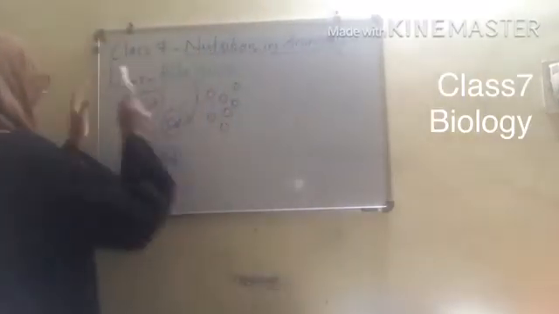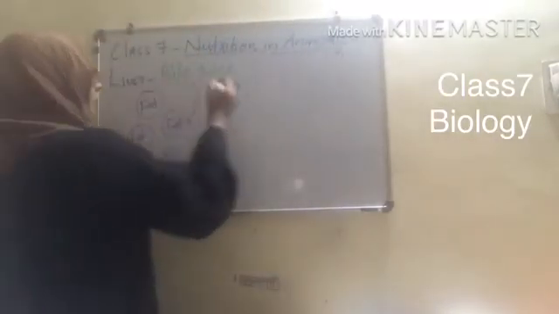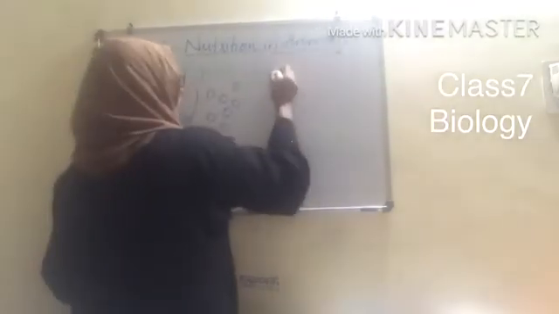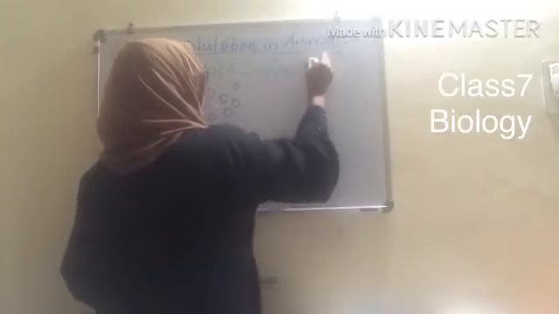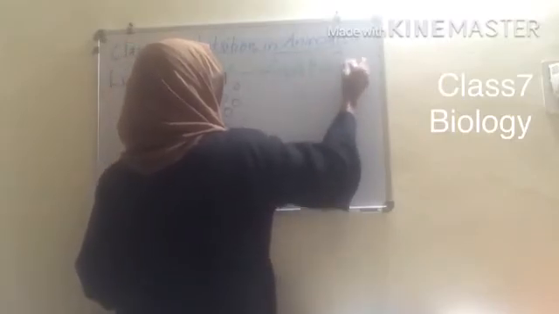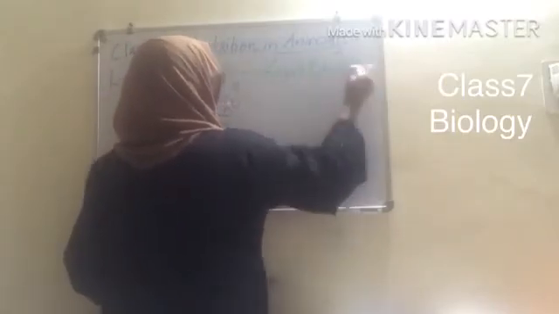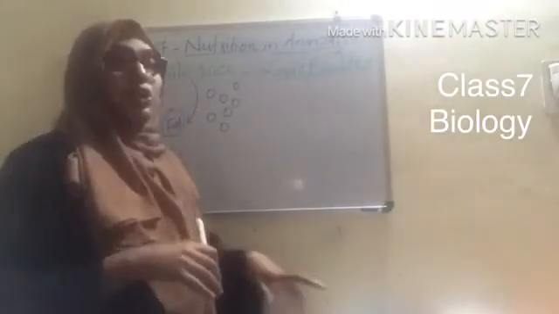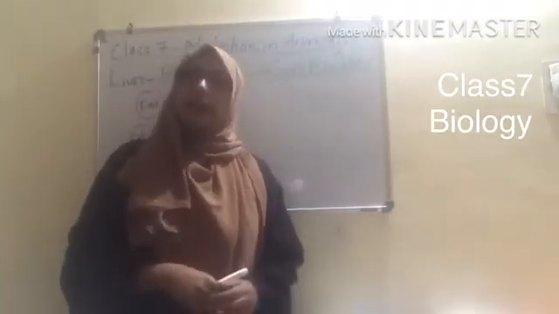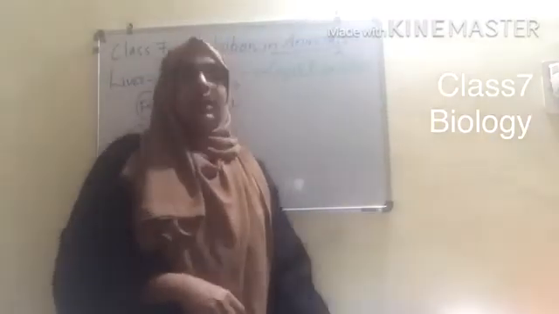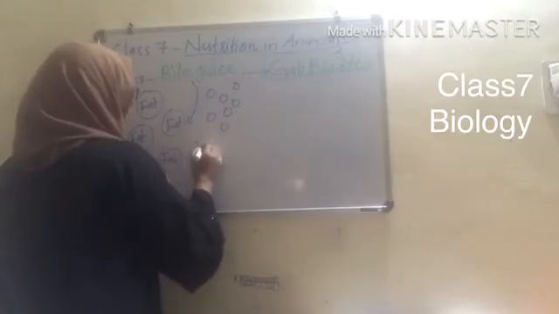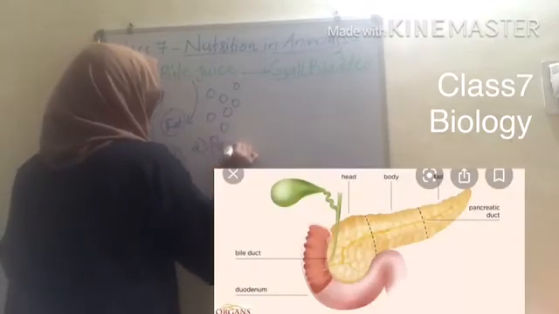The bile juice secreted by the liver will be stored in another structure known as the gallbladder. Okay. Gallbladder temporarily stores the bile juice secreted by the liver. Clear? Now we are moving to the second one, that is pancreas.